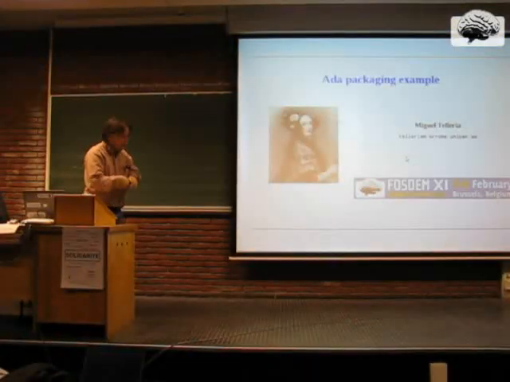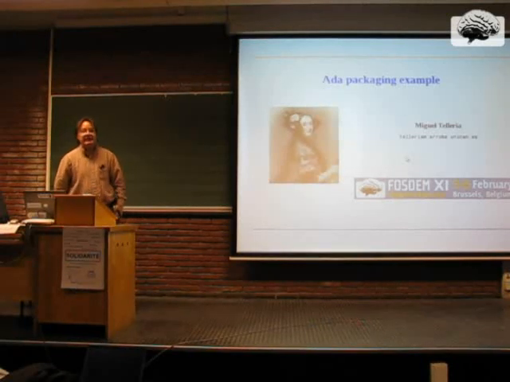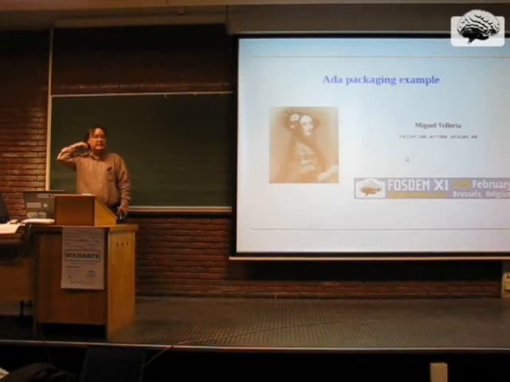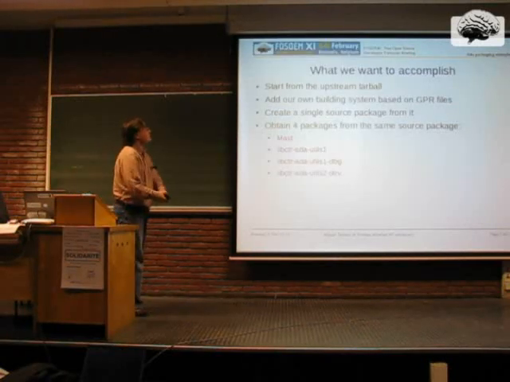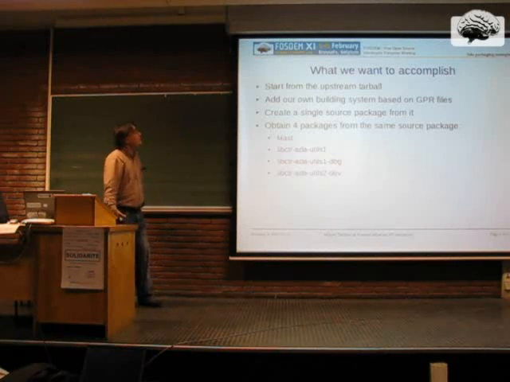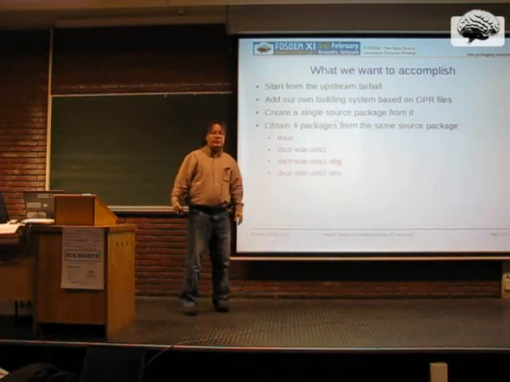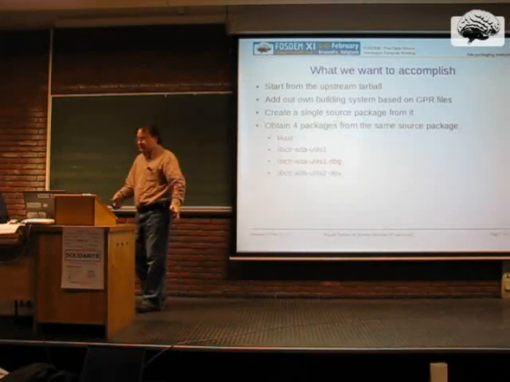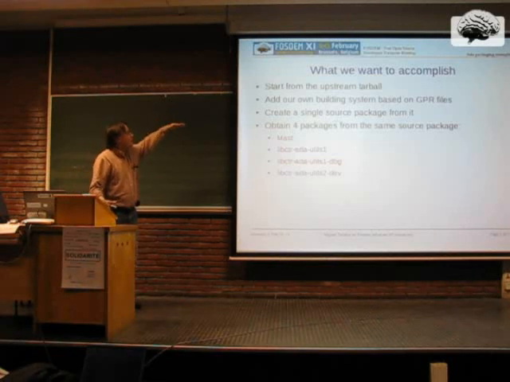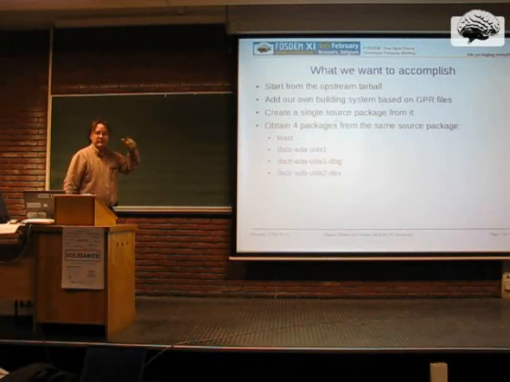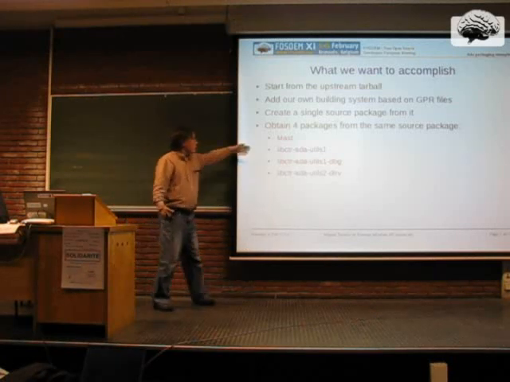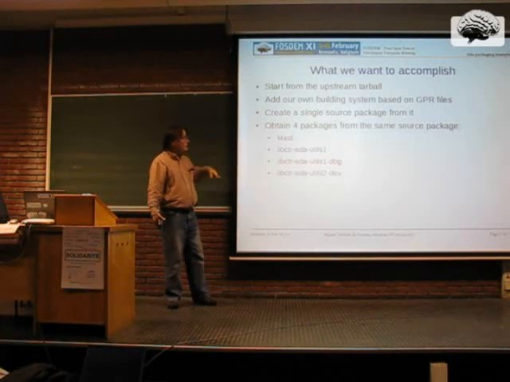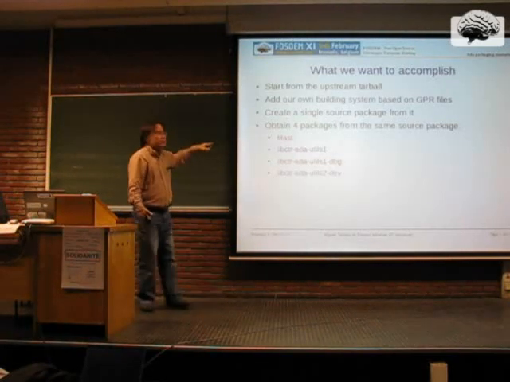So, hello everybody. I'm going to do an example of an Ada package. It is software that comes from my lab at the university. What we're going to accomplish is we have a single upstream tarball, and we're going to add our own build system, which is distribution agnostic. It could be valuable to any distribution. And then out of it, we're going to create a single source package for Debian. And the source package will yield four packages. One is a library, with all its variants, development and debug. And the other ones are the executables.